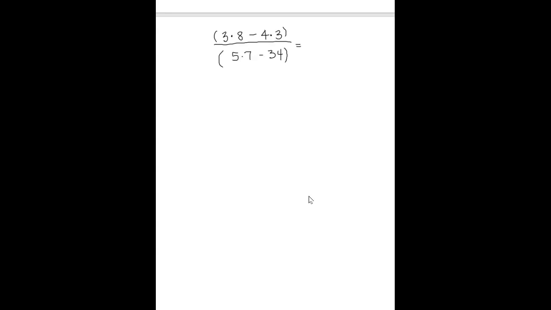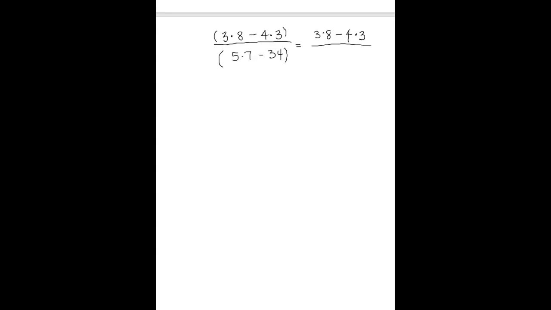All right? And you can do either one first. You need to do all of it, but you can pick which one you want to do. And just because I can, I'm going to go ahead and deal with my denominator first. And then I'm going to come back and deal with my numerator. So here I'm going to have my 3 times 8. I'm not doing anything with this, right? This is still just going to be what I have. So 3 times 8 minus 4 times 3.